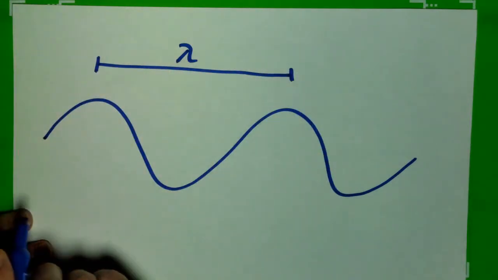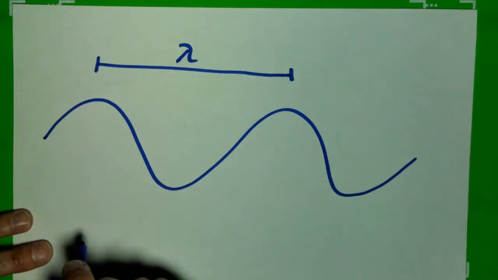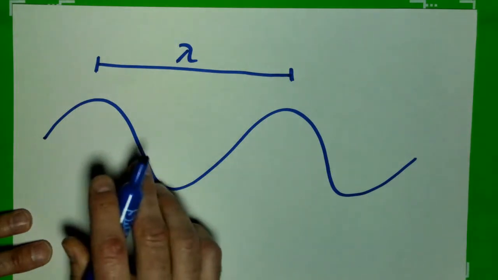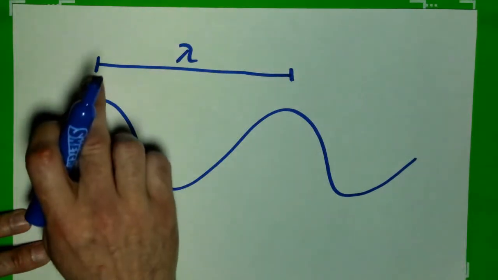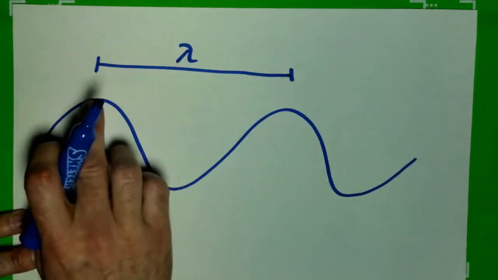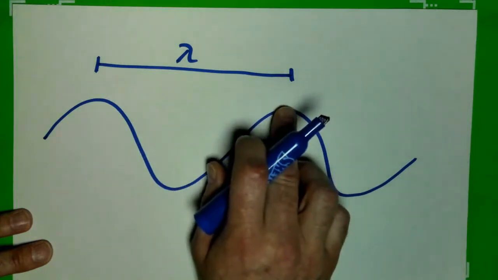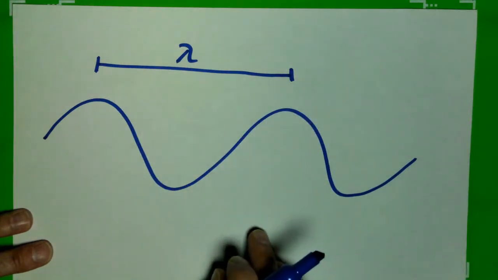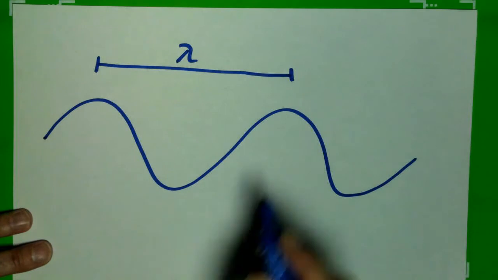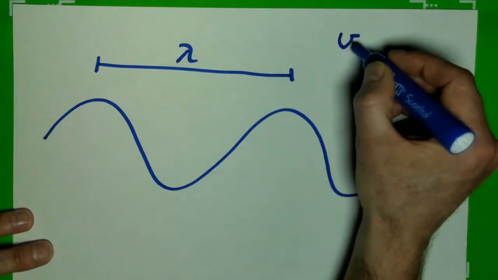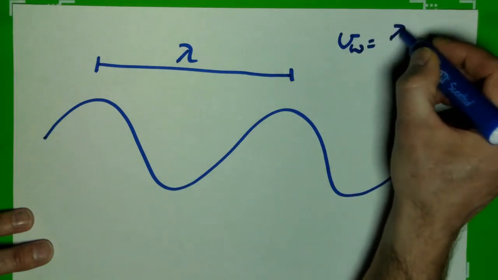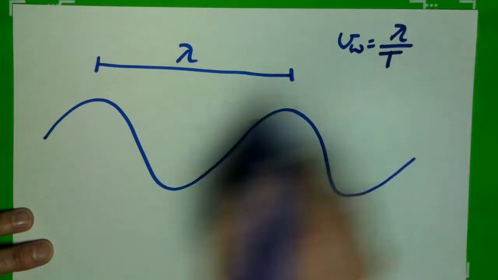Now the period is the time it takes to go through a point. So if I mark here as t equals 0, and then I wait until this wave gets to here, and I mark that as t equals 1, t1 minus t0 is the period. I'm going to review that by saying that the wave speed is equal to that distance of a cycle over the time of a cycle.